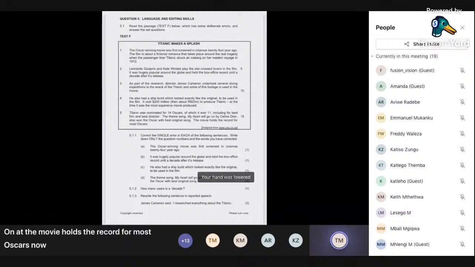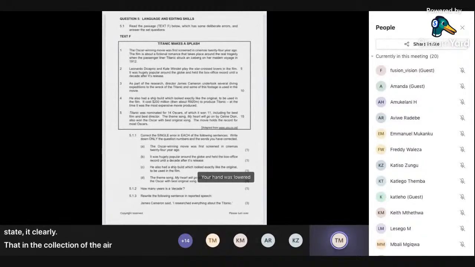All right, now we have read the text, and now the real challenge begins. Now, 5.1.1, the instruction is to correct the single error in each of the following sentences. Now, ladies and gentlemen, please always adhere to instructions. Your instructions state clearly that in the correction of the error, you only write down the question numbers as well as the words you have corrected. So do not write sentences here. Write the word. There's a single error here that you need to work with.